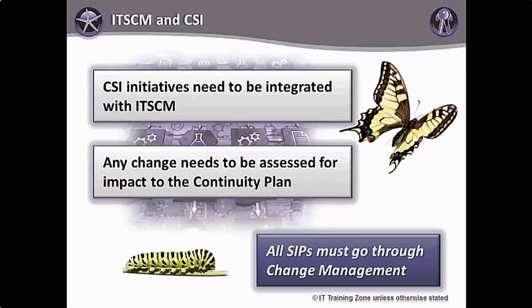Our next process is IT Service Continuity Management. Like any change to IT services, continual service improvement initiatives need to be integrated with IT Service Continuity Management. Any change needs to be assessed for impact to the continuity plan. This is why it is important for all service improvement plans to go through change management to allow IT Service Continuity Management to have an opportunity to assess the change.